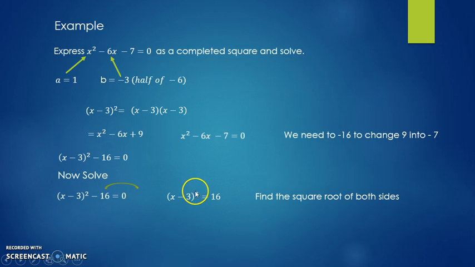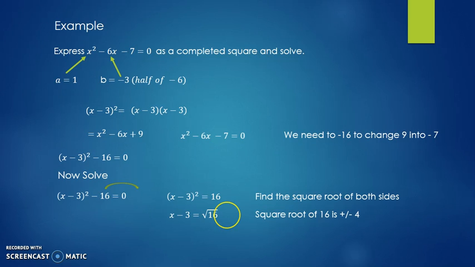Now the square root of a square, they cancel out. So you're just left with x minus 3. The square root and a square cancel each other out. And on the right side, you're left with the square root of 16. So x minus 3 equals the square root of 16. Now the square root of 16 can be plus 4 or it can be minus 4, because 4 times 4 is 16 and minus 4 times minus 4 is 16.